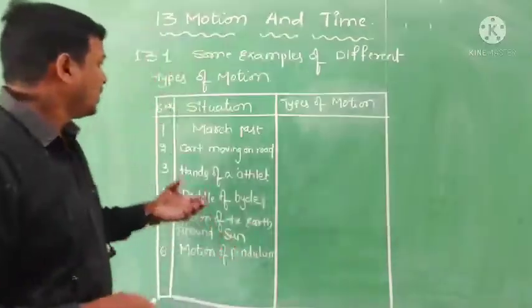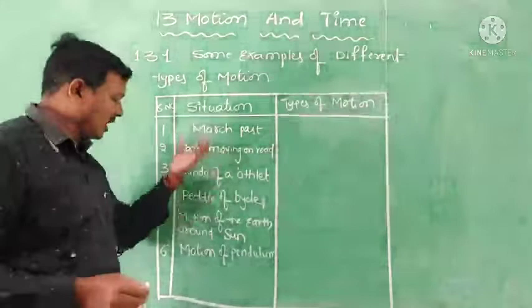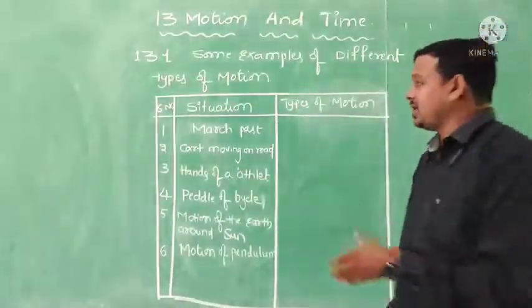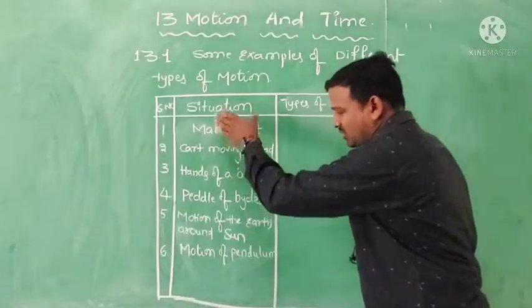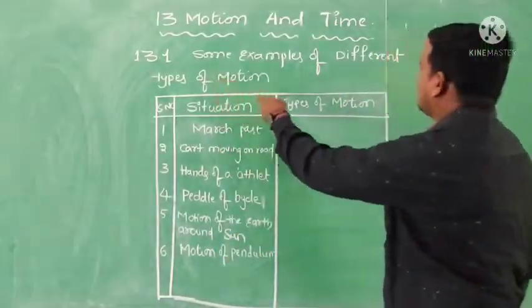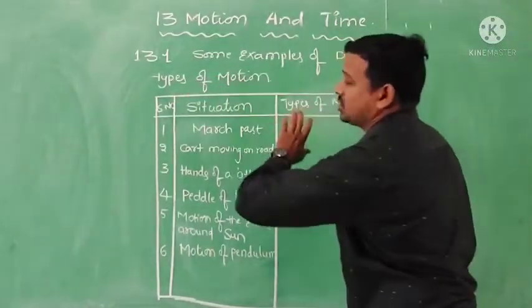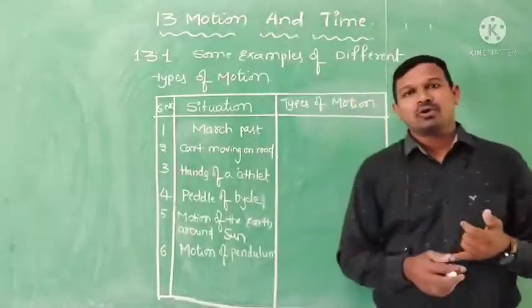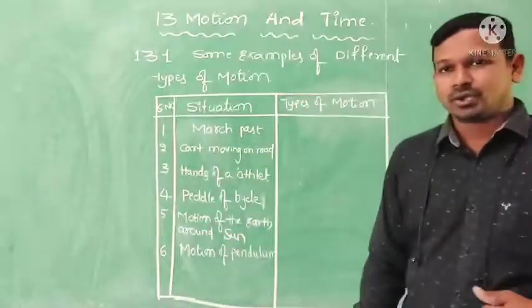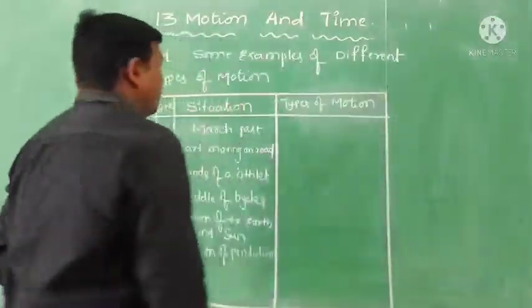These are the types of situations where we can see the motion of bodies. Here we are going to classify what type of motion each body is following. Right, children? So what are we going to discuss today? Some examples of different types of motions. Let's see first, march fast.